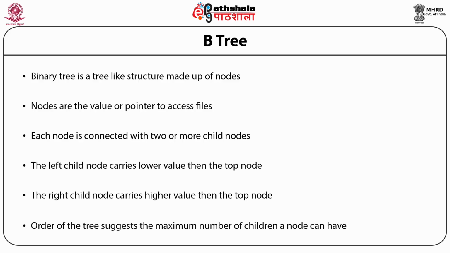The order of the tree suggests the maximum number of children a node can have. Normally in binary trees we define an order, which represents how many children one node can have. Say, for example, we define order 4 in a binary tree. That means any node can have a maximum of 4 children altogether. That particular node cannot have a fifth child under it.